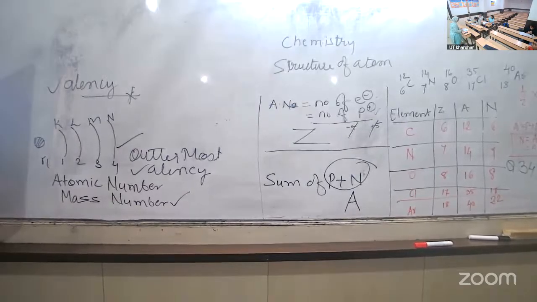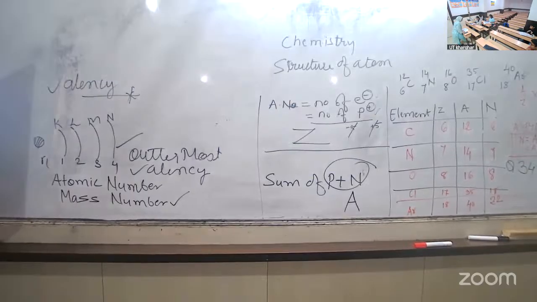question worksheet, question number 9. If Z is equal to 3, what would be the valency of the element? Also, name the element. Very easy, we have already completed. Come on, do it quickly.